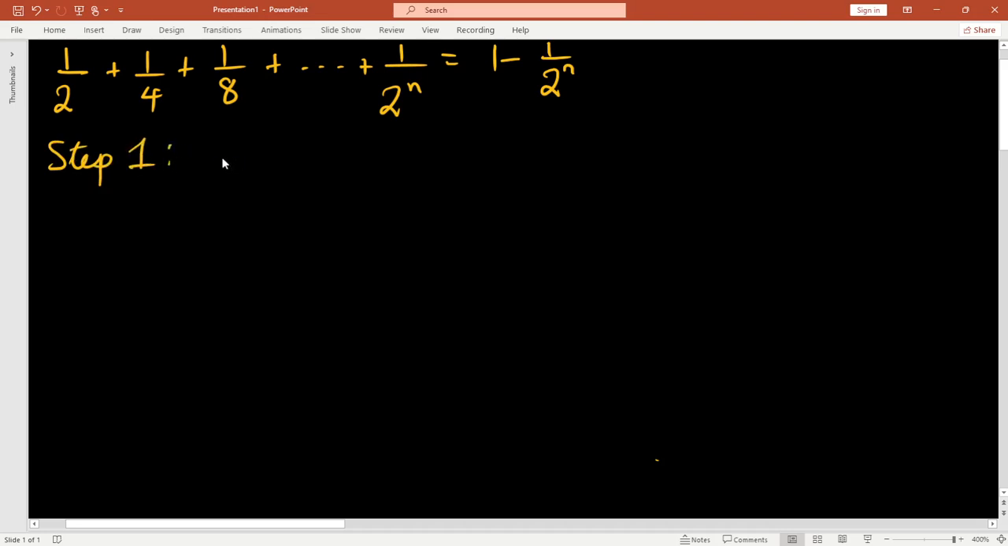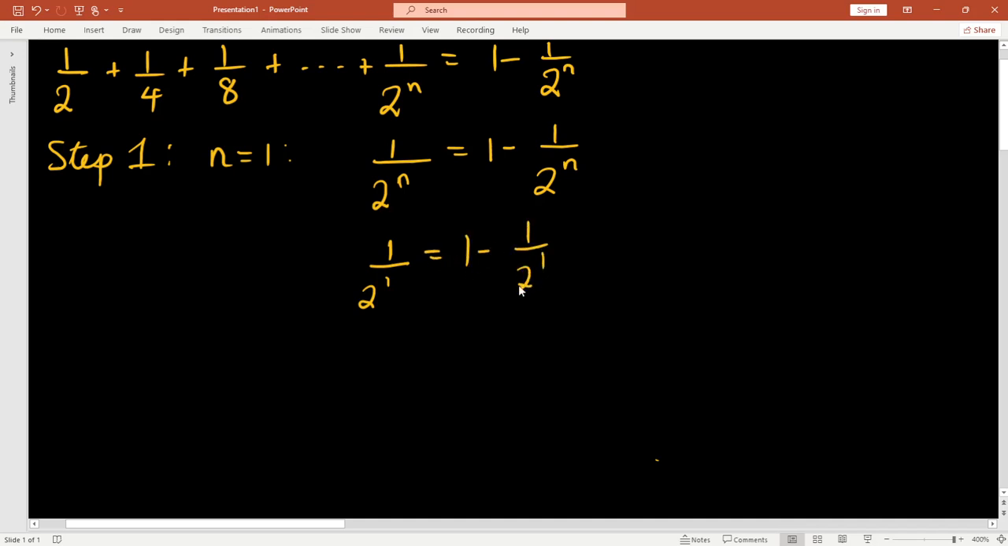So the first step here is that we need to show that the statement is true for n equals 1. That means we take the expression on the left hand side that has just 1 in it, so we have 1 over 2 to the power n, before we substitute, equal to 1 minus 1 over 2 to the power n. Now, where there's n, we substitute a 1. We're going to have 1 over 2 to the power 1 equal to 1 minus 1 over 2 to the power 1.